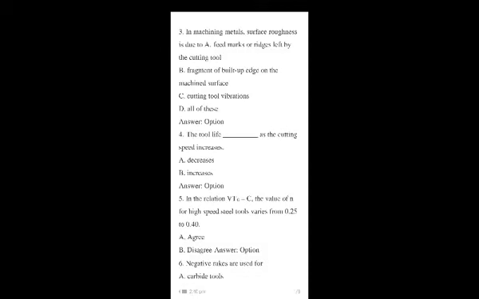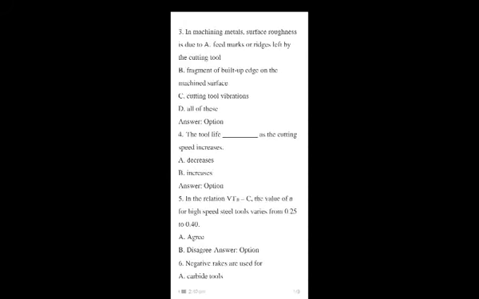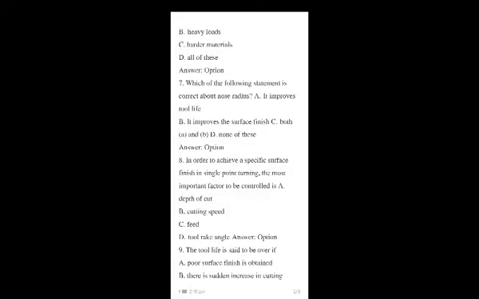Now next, in the relation Vt raised to n is equal to C, the value of n for high speed tool varies from 0.25 to 0.40. So option is B. Okay, now negative rakes are used for all these, that is for carbide tools, heavy loads, harder materials. Now option C, which statement is correct about nose radius? That both the statements are correct, option A and option B. Okay, so C option is correct for the question 7.